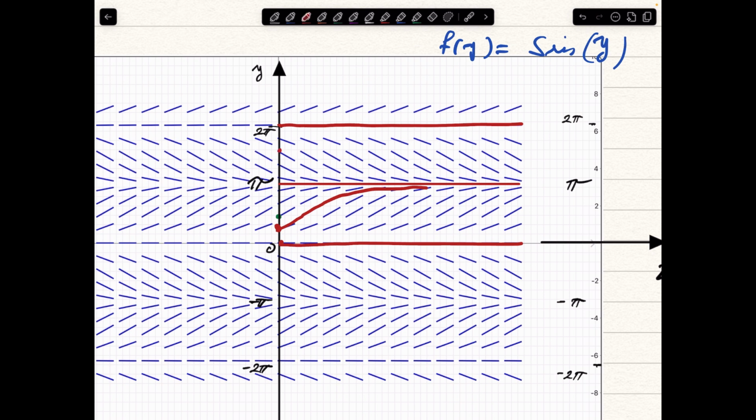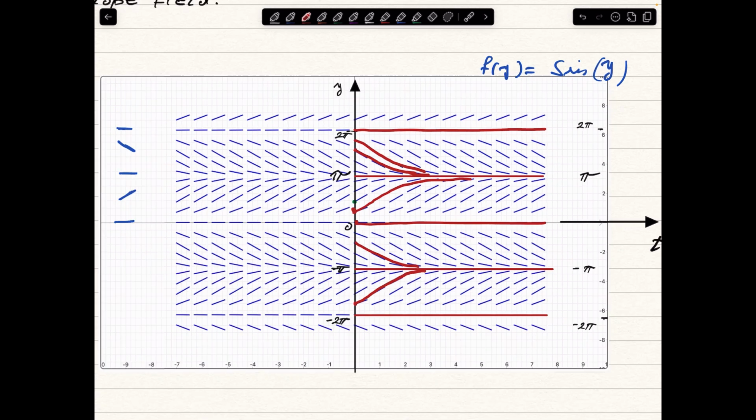Suppose we have this initial condition, then the solution has to be like this, like this. It's kind of hard to do. It cannot cross that, and cannot cross the other solution, obviously. And here the solution is 0. We have another solution 0 here. For this initial condition, the solution looks like that. Here the solution looks like that.